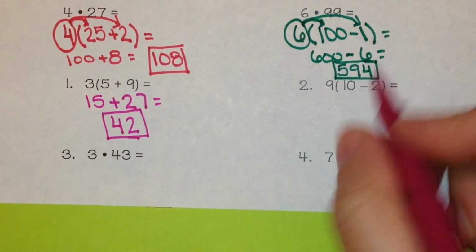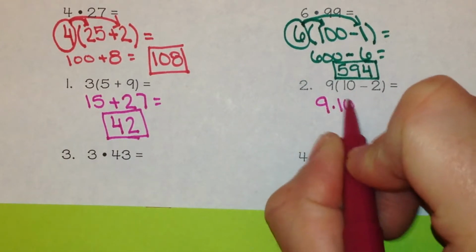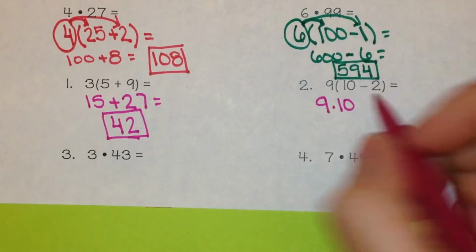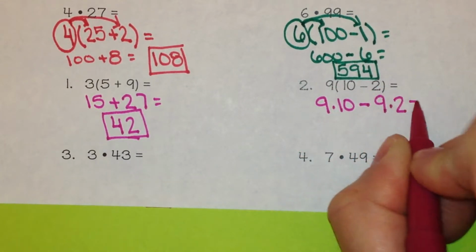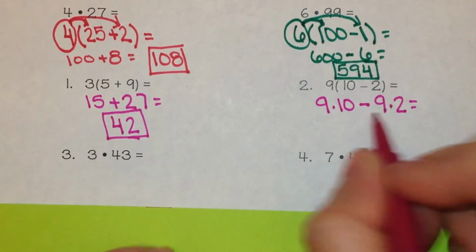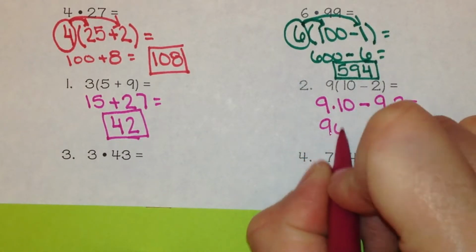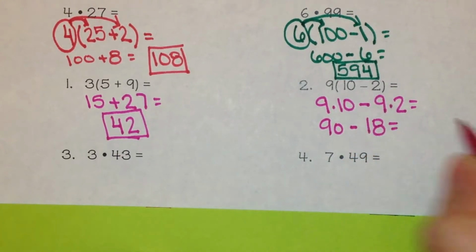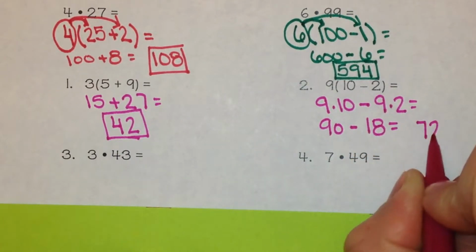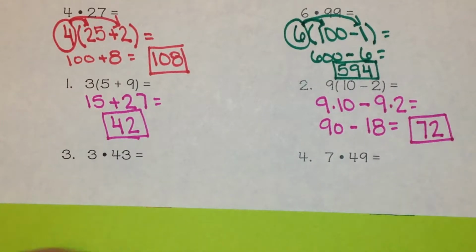All right, over here we have 9 times 10. Again, I'm just distributing the number on the outside, minus 9 times 2. You have to multiply before you add or subtract. 9 times 10 is 90. Minus 9 times 2 is 18, which leaves me with 72.